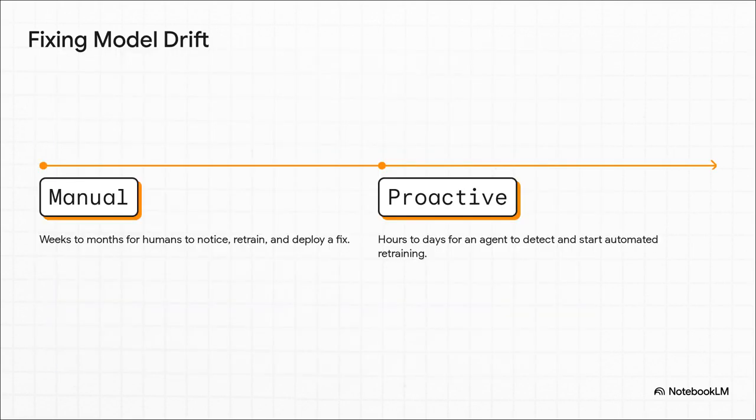And this timeline just shows you how bad the old way of fixing this is compared to the new way. I mean, look at this. Manually, it can take weeks, even months, for a human to even notice there's a problem. Then more weeks to retrain the model and finally deploy a fix. And all that time, your AI is giving bad answers. But with a proactive pattern, drift gets detected in hours, and an automated retraining process kicks off right away.